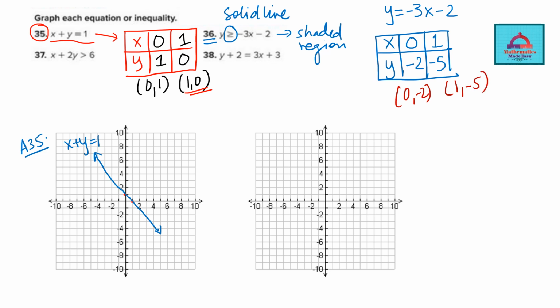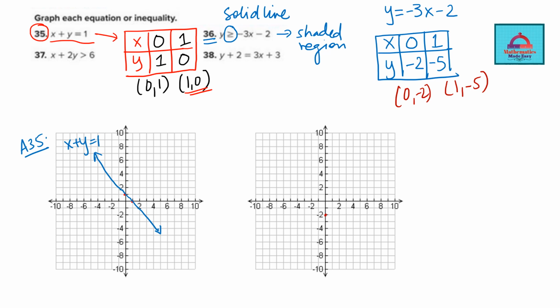Let's plot these points on the graph and then connect them to get the solid line. So 0, minus 2 means x is 0, y is minus 2. So it's going to be this point on the y-axis. X is 1, y is minus 5. So x is 1, y is minus 5. It's going to be this point.